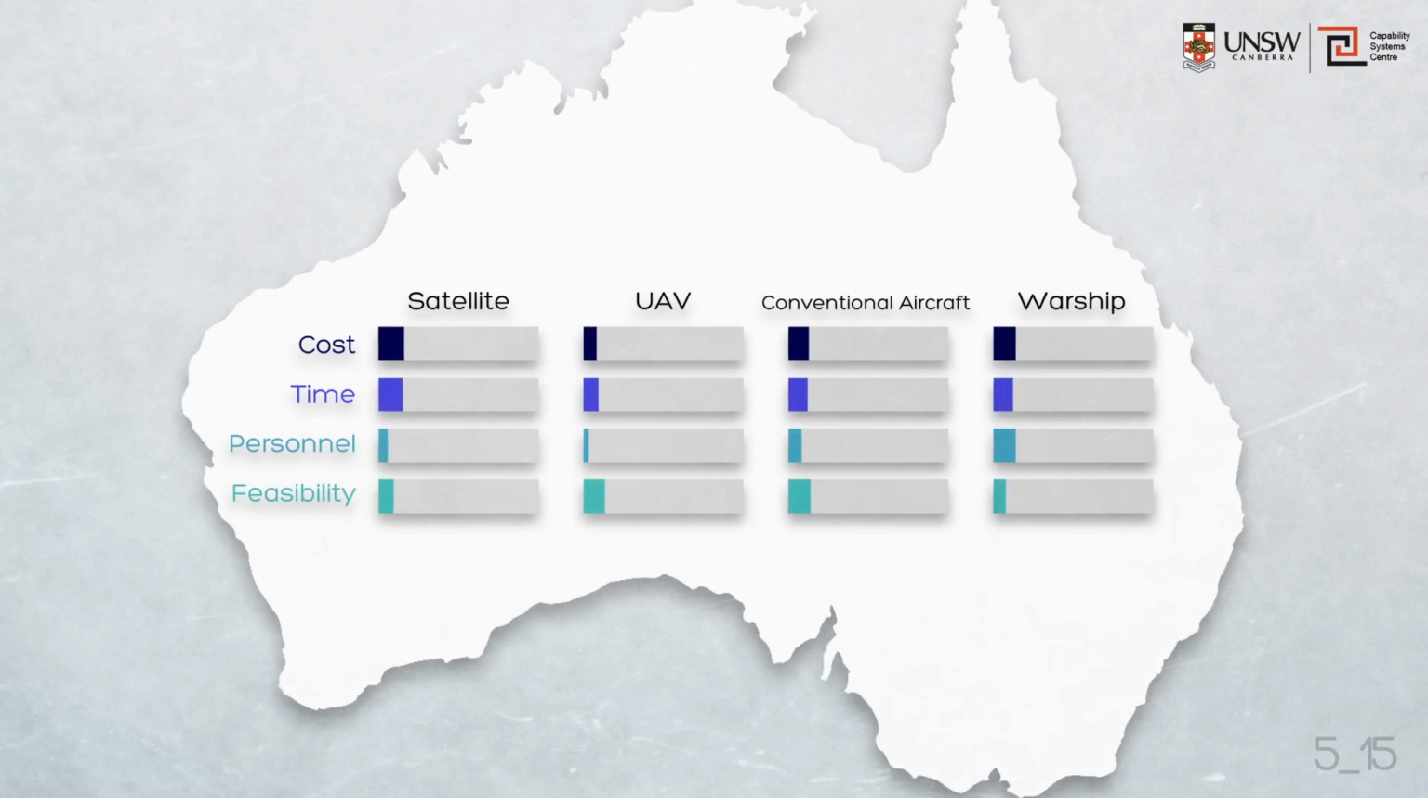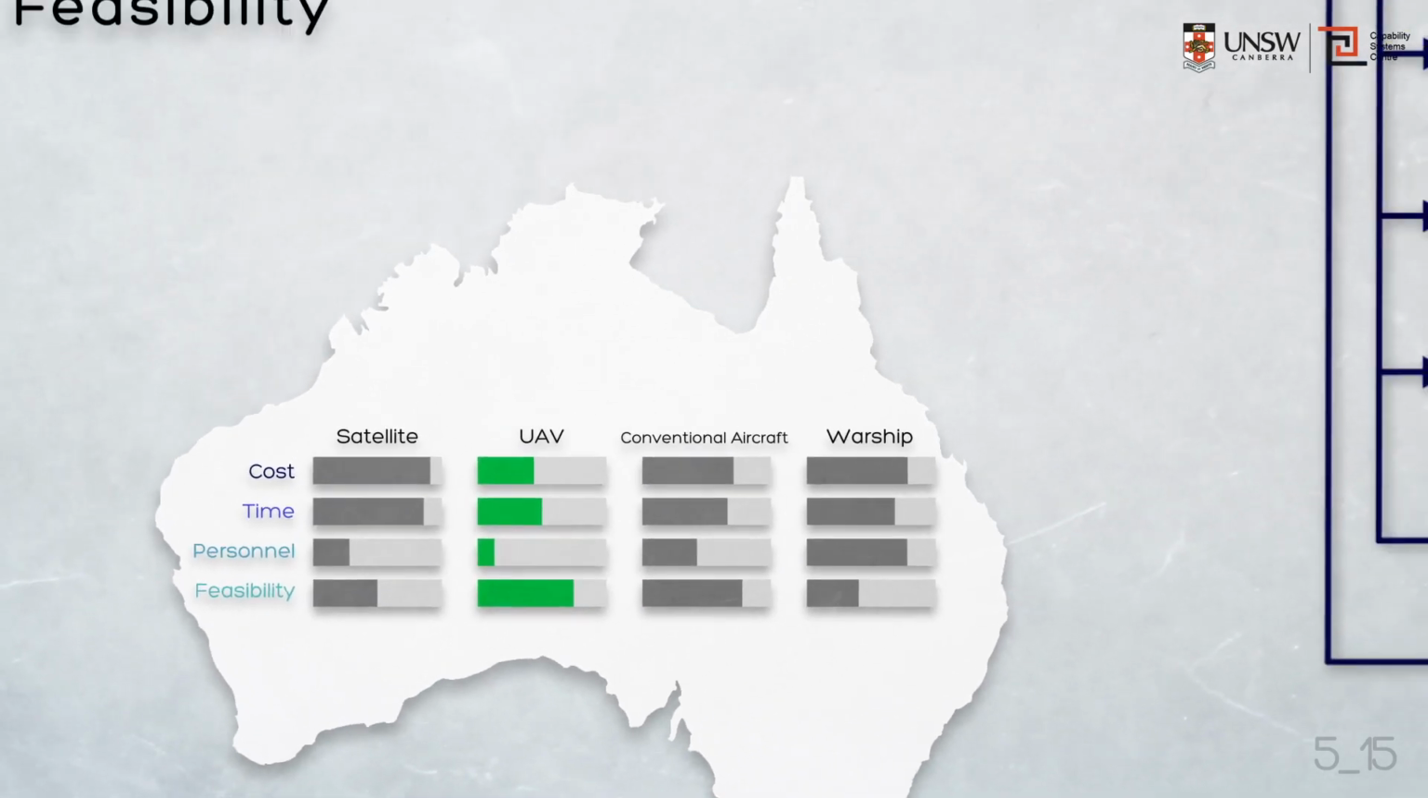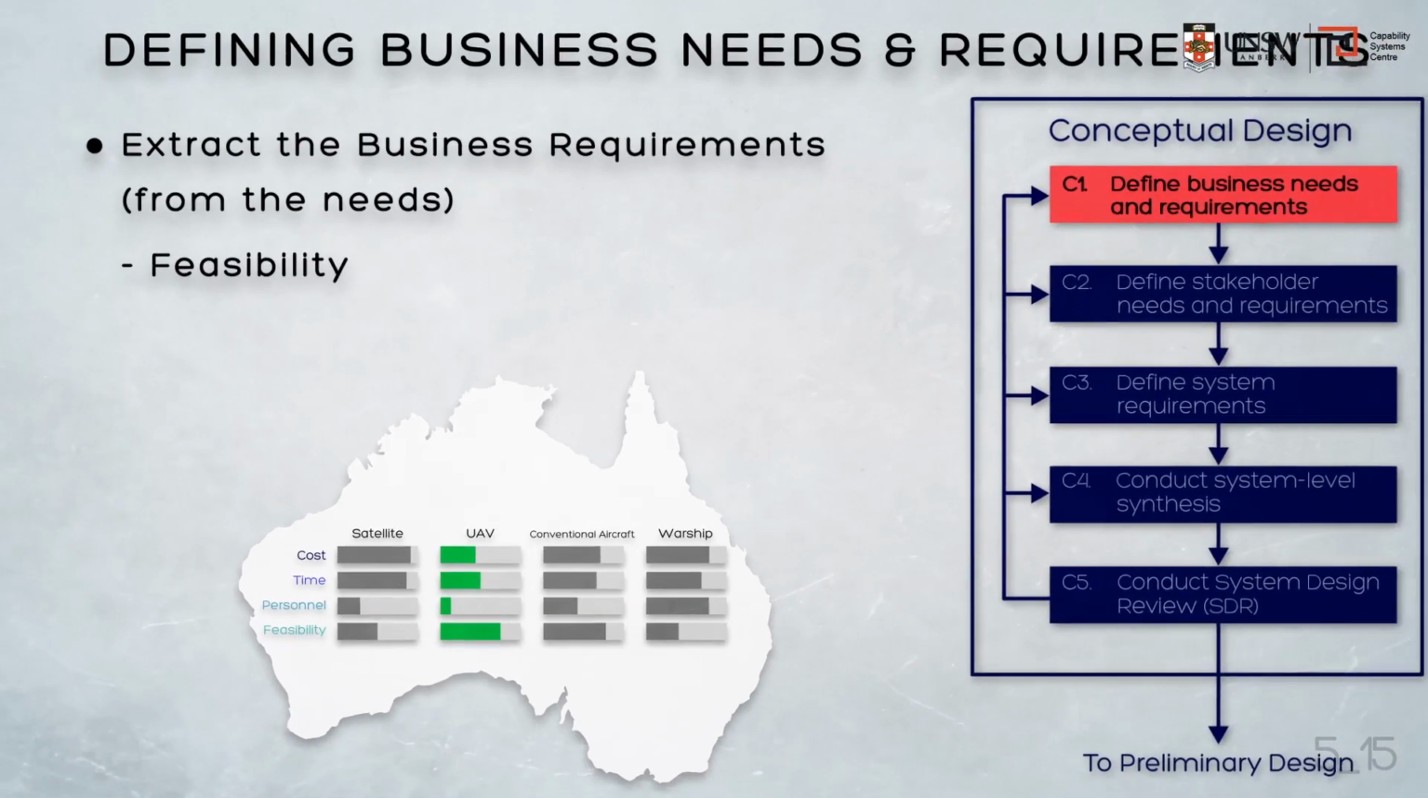These may all be technically feasible, but the business needs and constraints are likely to rule some of those options out. For example, we may not have the money or time to establish a satellite-based system. We may not have the human resources or desire to establish a warship capability. The feasible options, therefore, might either be conventional or uninhabited aircraft. The stakeholders responsible for extracting business requirements should therefore concentrate on the feasible solution spaces only.